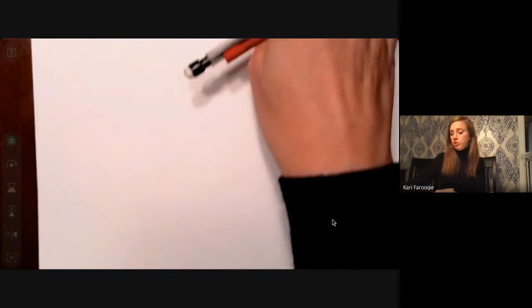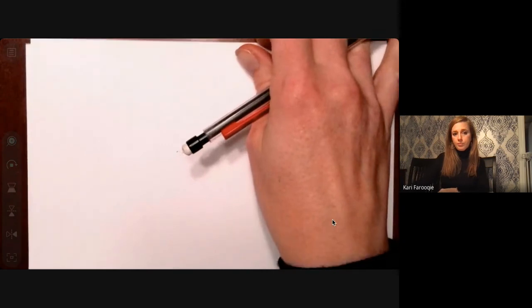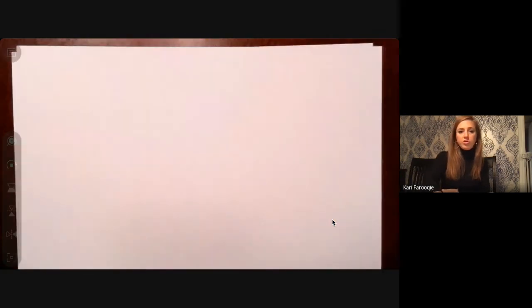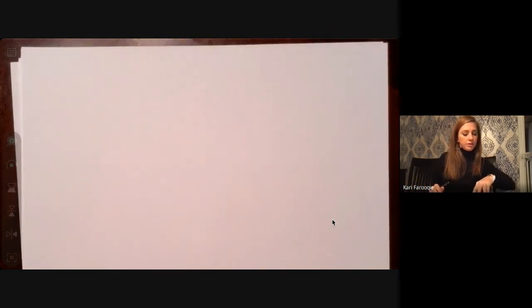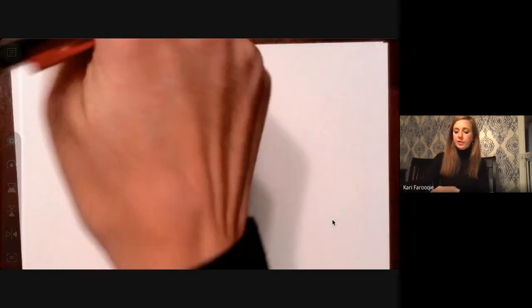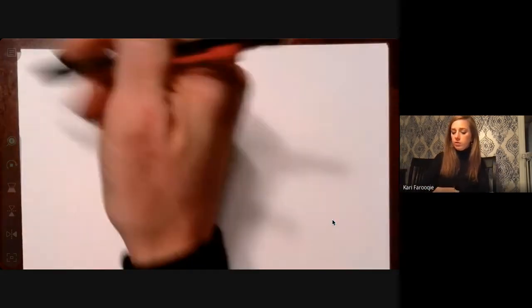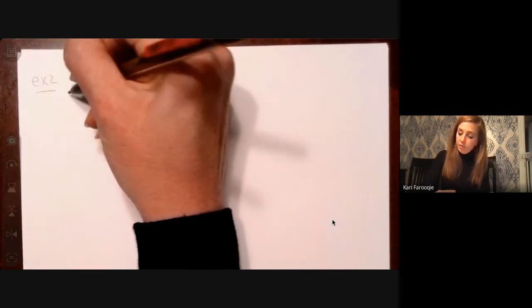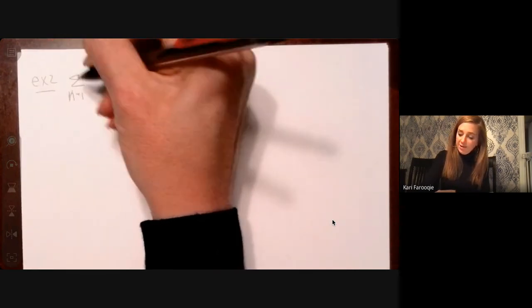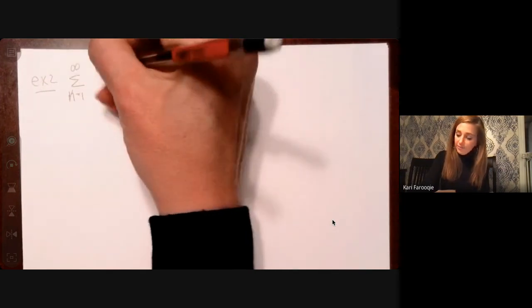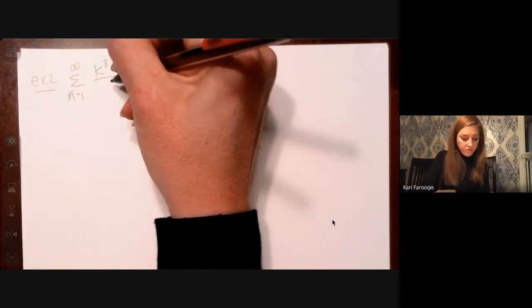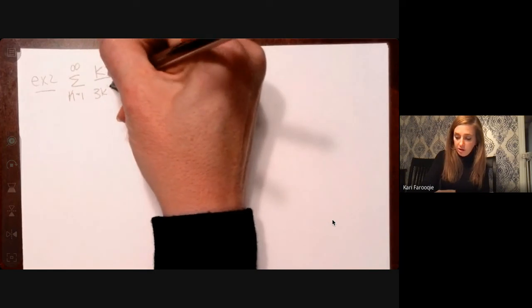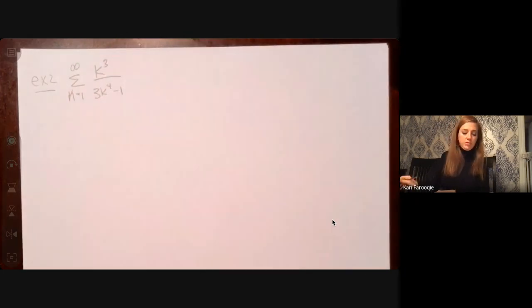Let's do another comparison test, I should say. There we go. Let's do this one. Example 2. This is the series from k equals 1 to infinity of k cubed divided by 3k to the 4th minus 1.